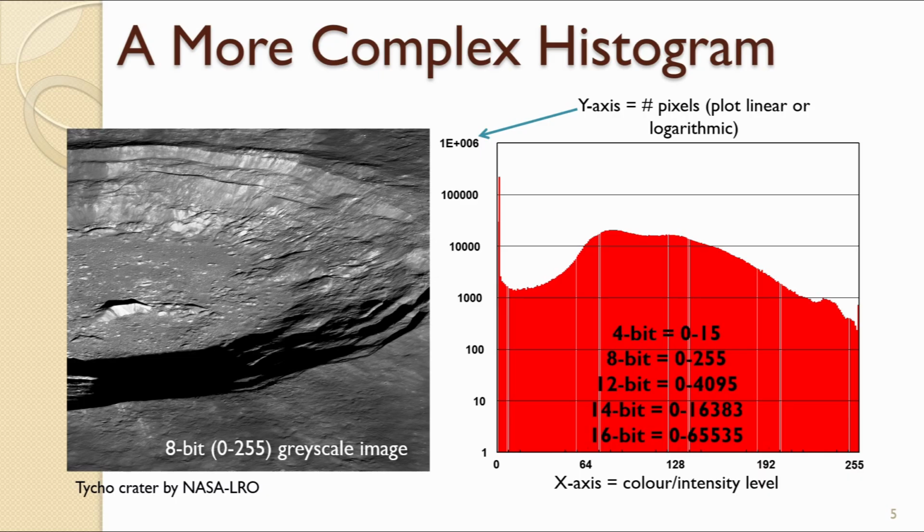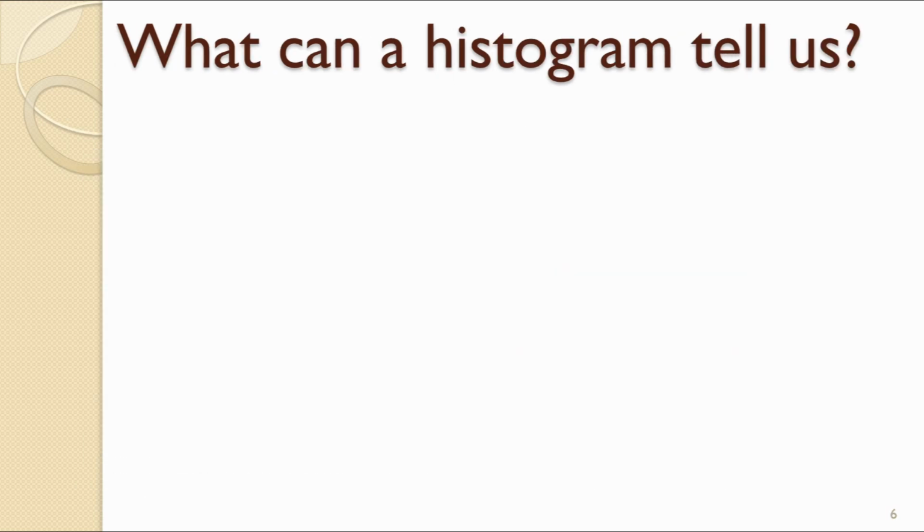Now, most often in software that you are using for manipulating or for collecting your images, you'll see the histogram drawn simply as a line. But it's still giving you exactly the same information. So what does the histogram tell us about our image?